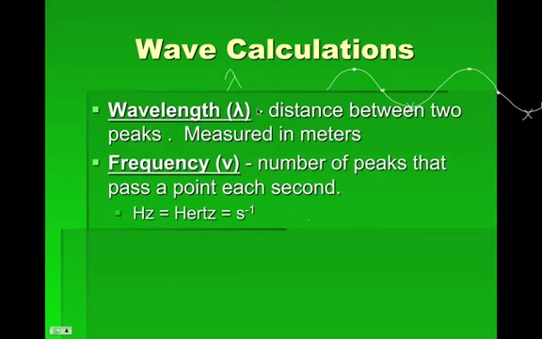And then you have frequency, and that's actually not a V. This is the Greek letter nu, which kind of looks like that. And that's the number of peaks that pass a point every second, some given point.